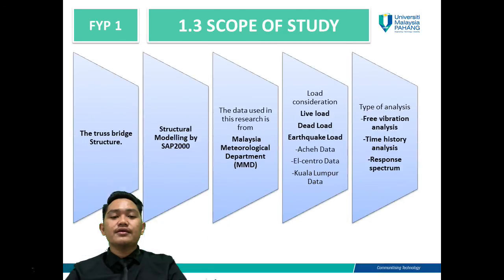My scope of study is the truss bridge structure, with structural modeling by SAP 2000. The data used in this research is from the Malaysian Meteorological Department, MMD. Load considerations are live load, dead load and earthquake load, which is the Aceh data, El Centro data and Kuala Lumpur data. The types of analysis are free vibration analysis, time history analysis and response spectrum.